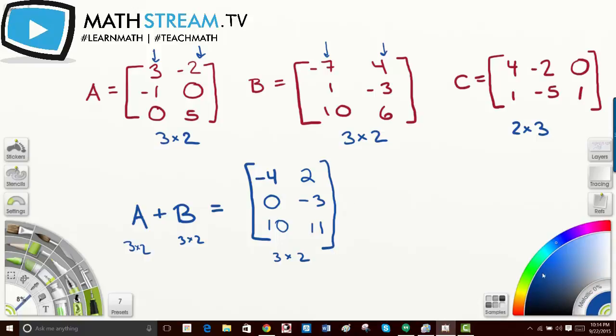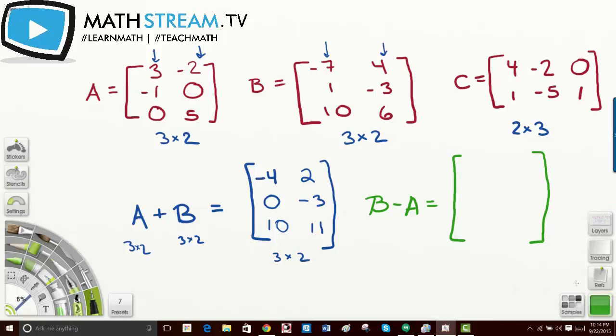Subtraction is almost exactly the same. I'll do it in green. So if I wanted to say, maybe let's do B minus A, just to switch it up. We could do A minus B too, but let's say B minus A. Now, of course, in subtraction, order matters. Again, just like in our first example, we have a 3 by 2 matrix and a 3 by 2 matrix, and so when we subtract, we're going to get the same size matrix. And we subtract element by element, pairing up the numbers. So it would be B minus A, so I look at the top left corner, -7 minus 3 will give me -10.